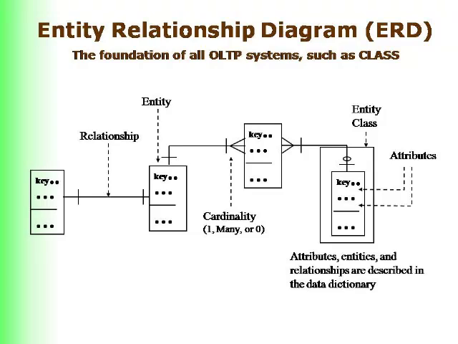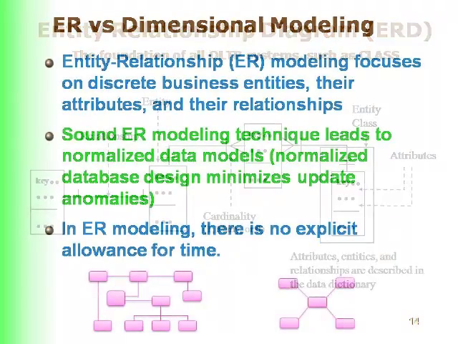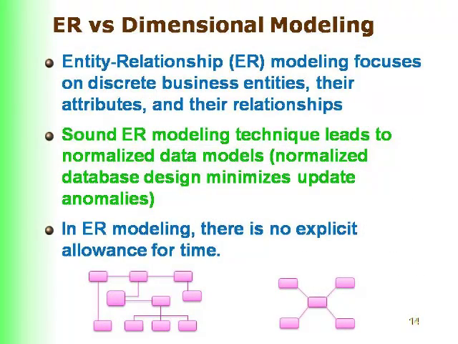Different entities are connected through relationships. Another aspect is cardinality, how each entity is associated with another entity. Metadata is also used here while designing an OLTP system. We now discuss in what way dimensional modeling is different from entity relationship modeling.